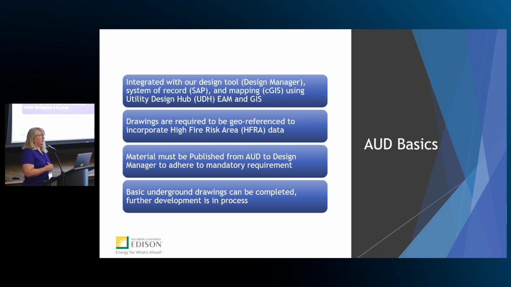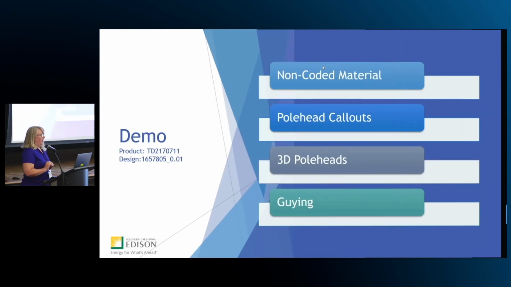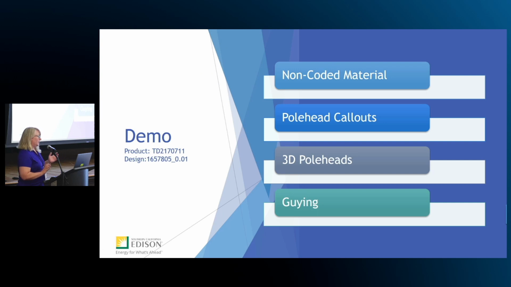Our underground implementation is not fully built out yet. We can't do pull calcs for transmission, so they still get exceptions to do things outside of the tool for underground. I'll do a couple of demonstrations. I recorded them, so hopefully they play well. They looked like they were playing well when I tried them out.